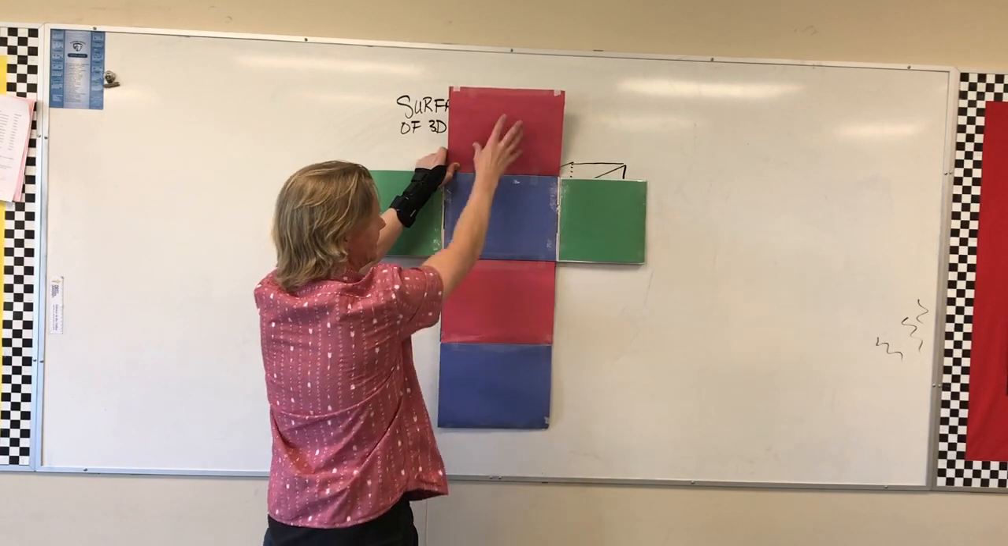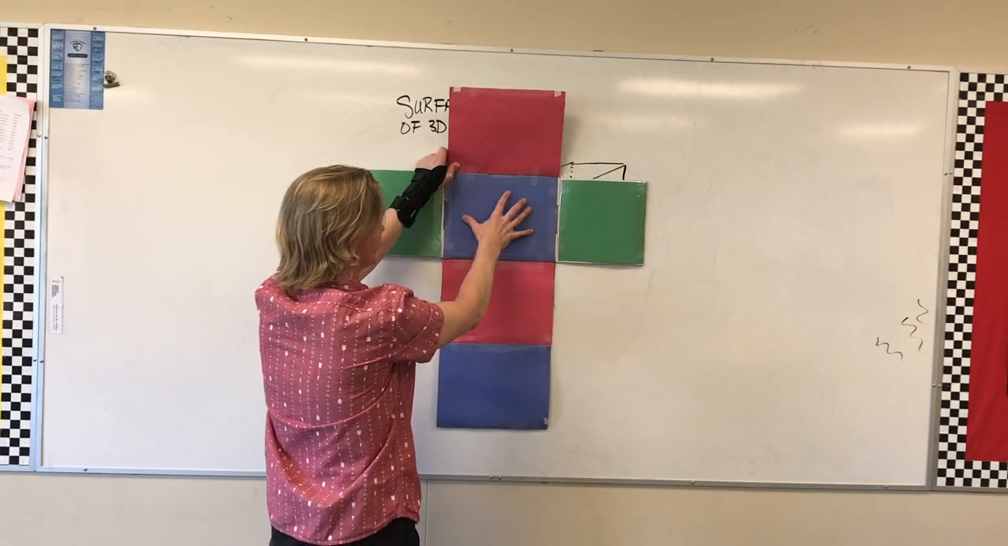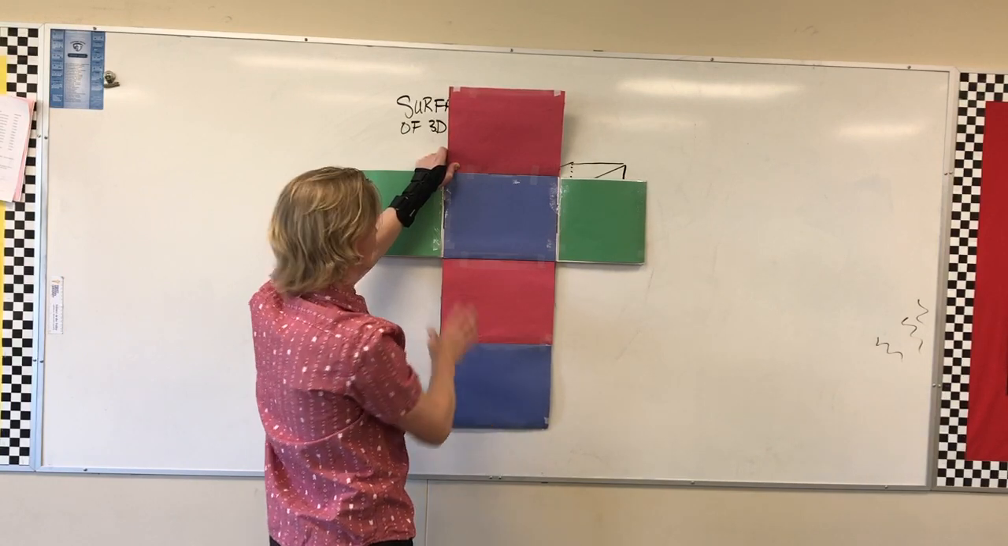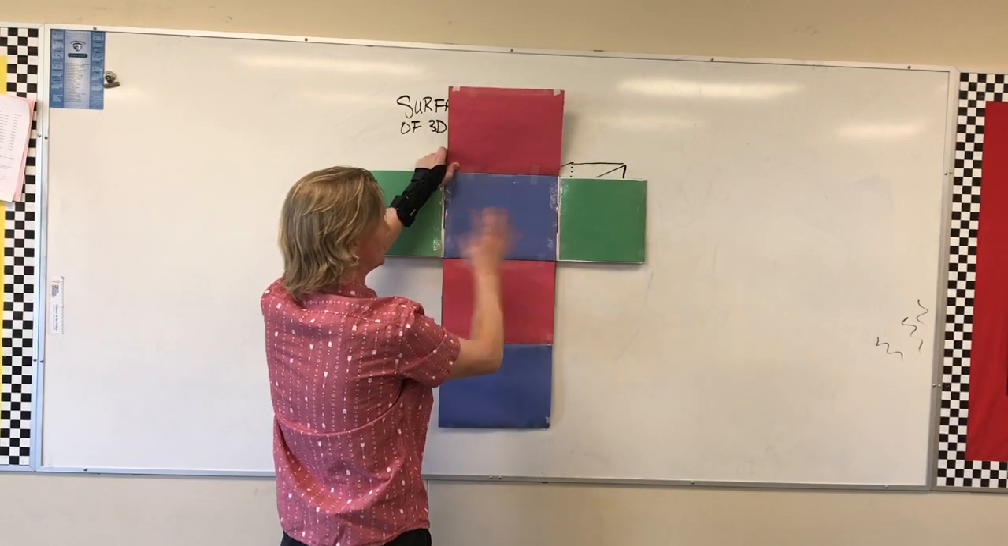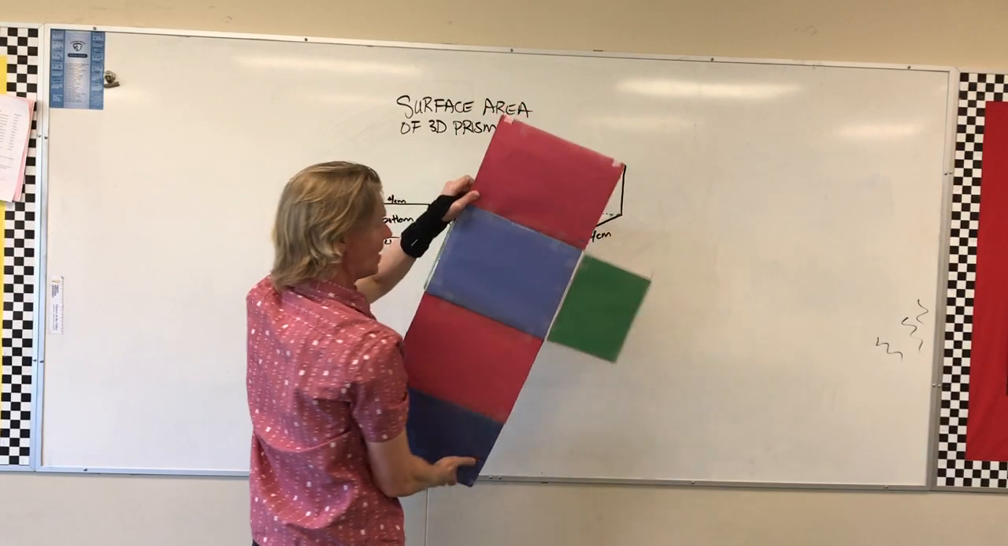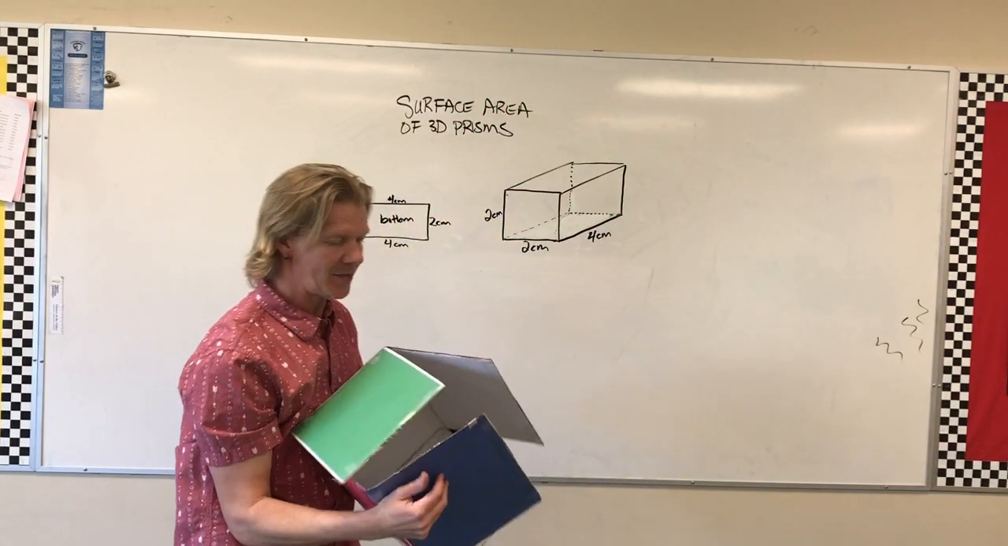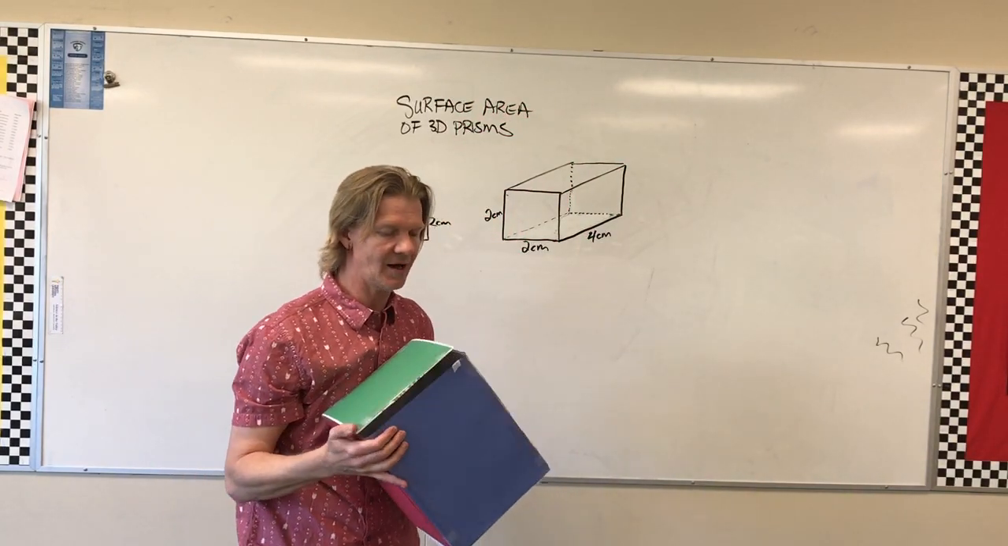Multiply it by 2, that will take care of those 2. Get the surface area of this, multiply it by 2, that takes care of those 2. Get the surface area of one of these, multiply it by 2, and that takes care of that. That's my whole 3-dimensional shape. That's my prism. That's the surface area of a prism.